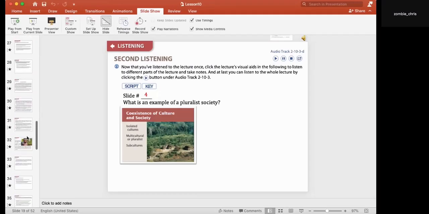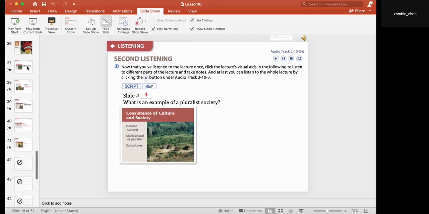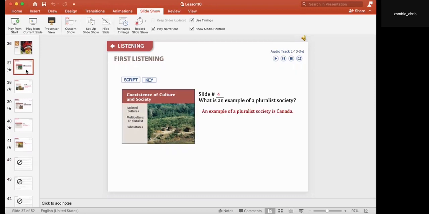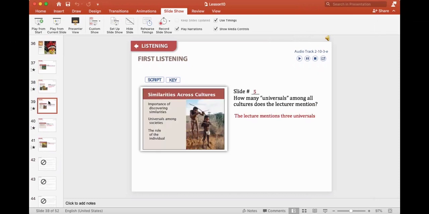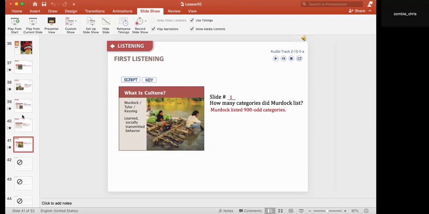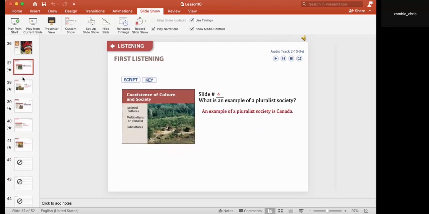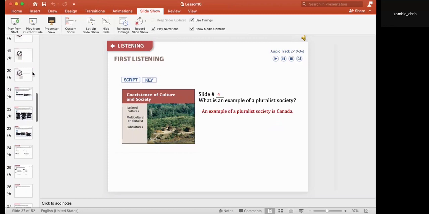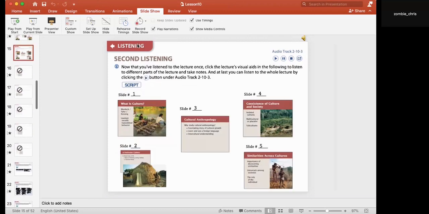It's on the slides here further on. I've listened to this at least, this is something that I've listened to now about six times. An example of a plural society is Canada. I can't hear the word Canada in this at all. Maybe I'm just blanking, so I'll give you the answer straight away and we can just listen, see if you can hear it.